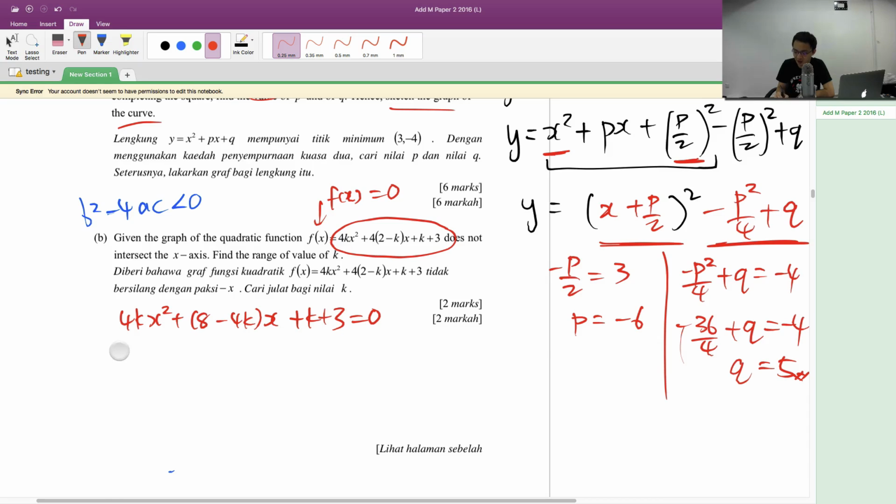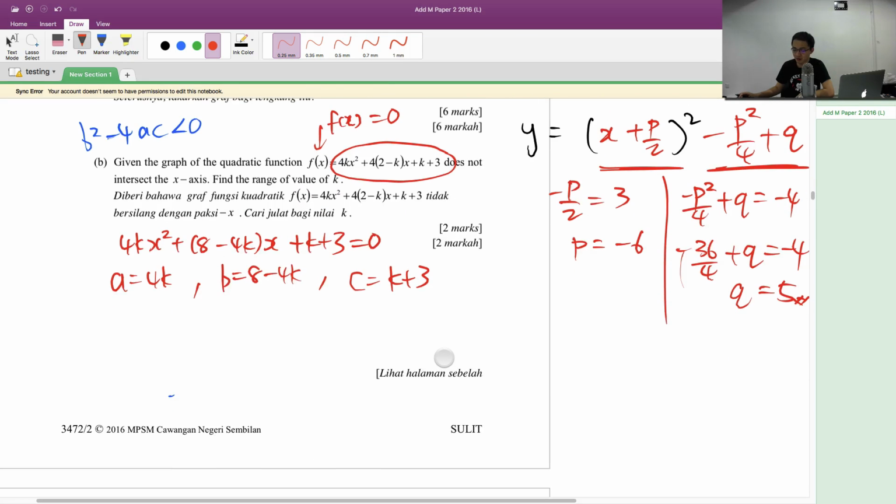Alright, so I know my a equals 4k, my b equals 8 minus 4k, and my c equals the term that does not have a number. If you have a problem with this part, just let me know. Then we will do b squared minus 4ac less than 0. So b squared is (8 minus 4k) squared, minus 4ac, less than 0. So we have to actually solve this one.